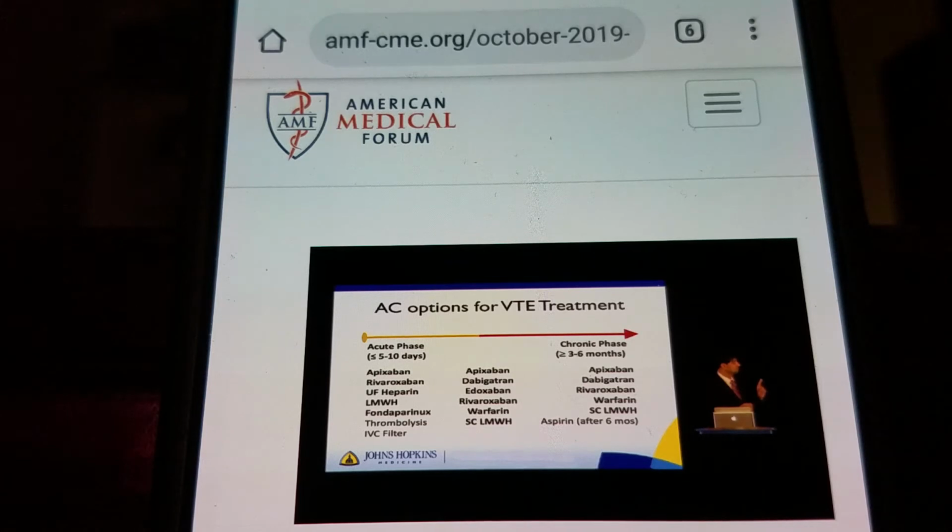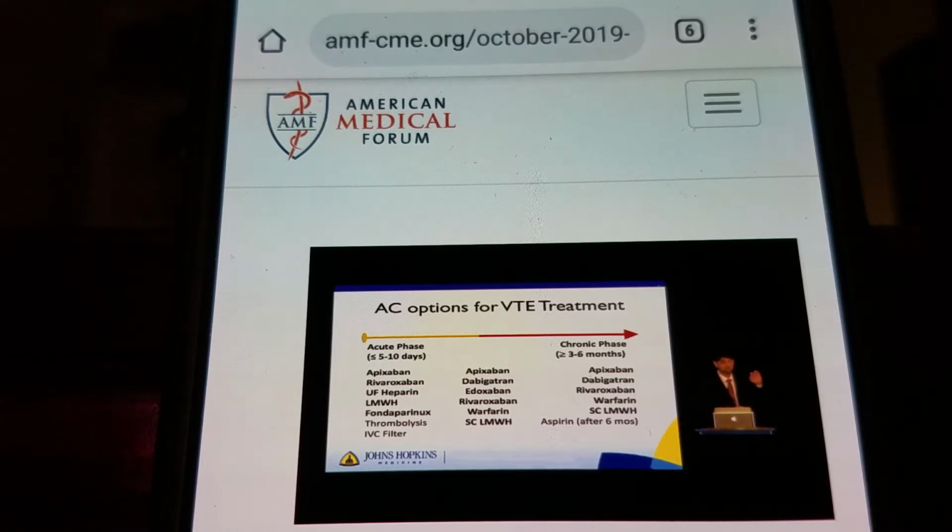Please notice dabigatran and edoxaban are not used in the acute phase. Why? Because the trials that got these drugs approved did not use these drugs in the initial first week period. They started using the drug after patients were on drugs like unfractionated heparin or low molecular weight heparin in that initial part. So if you're taking your boards and you get a question about VTE treatment in the first week of therapy, dabigatran and edoxaban are never the right answer, okay?